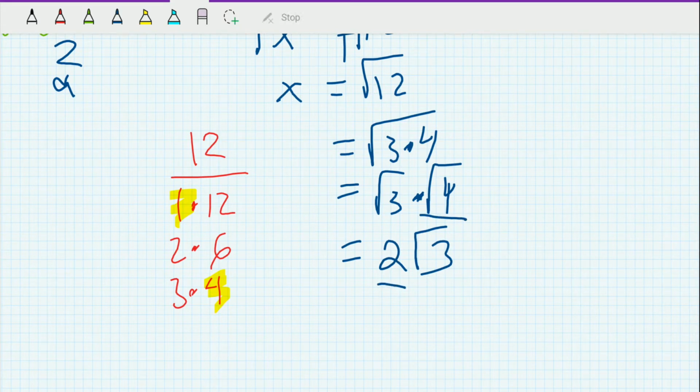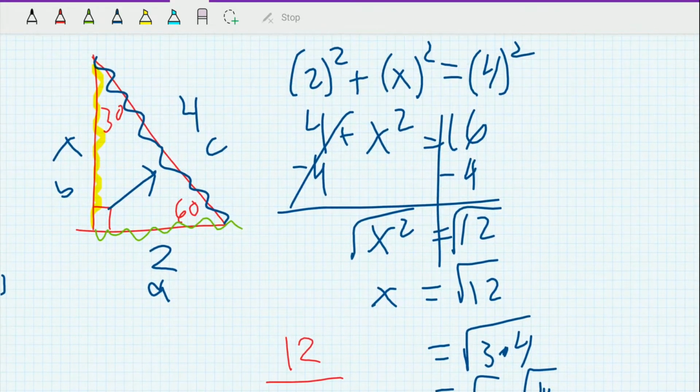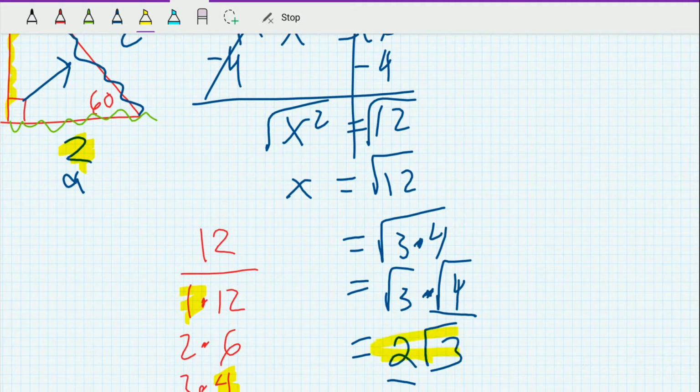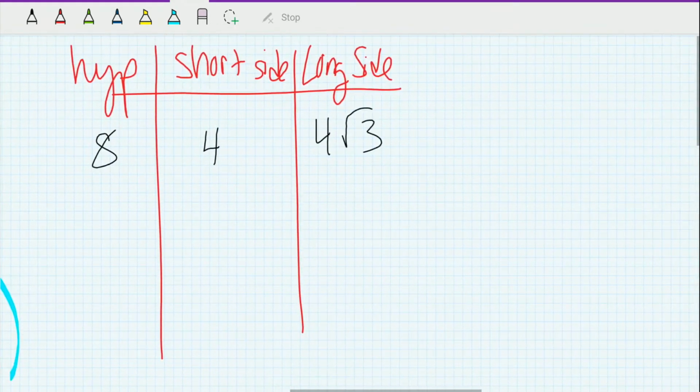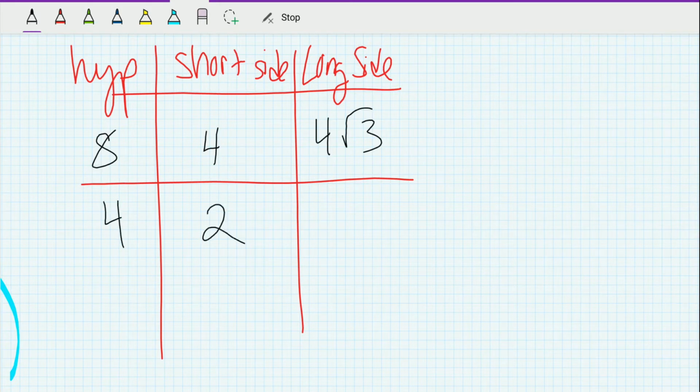And so then we have another answer to put in our table. When the hypotenuse is equal to 4, the short side is equal to 2, and the long side is equal to 2 square root 3. So let me go ahead and put that, if I can find it. Oh, there it goes. So let me do that in red. We know that the hypotenuse was equal to 4, the short side was equal to 2, and the long side was equal to 2 square root 3. After doing this a couple of times, I hope you guys can get the pattern.